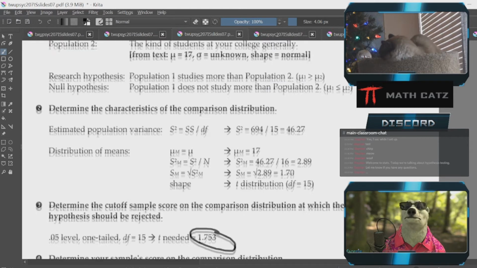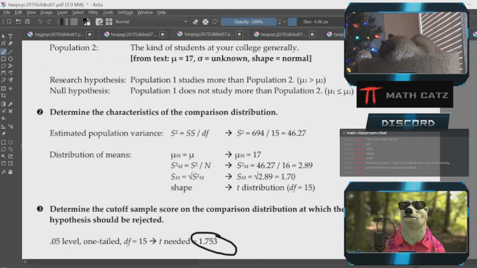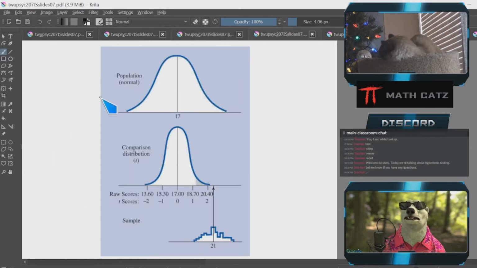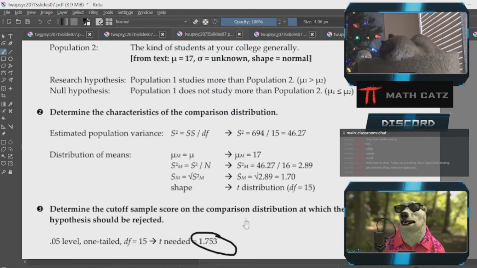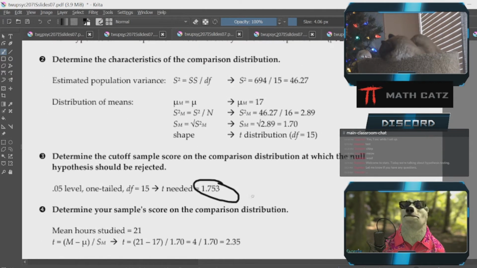Then let's visualize what is happening instead, before we reveal too much. We have our population. We have our comparison distribution, which is now a t-distribution. We have our cutoff, according to the alpha of 5%. We looked it up. And then we want to see, where does our sample sit? Now, of course, you can do that by way of the raw scores or the z-scores. That's totally up to you.